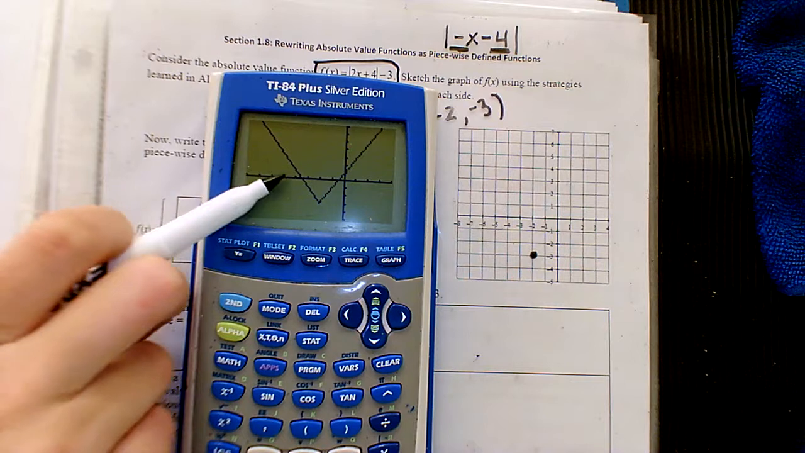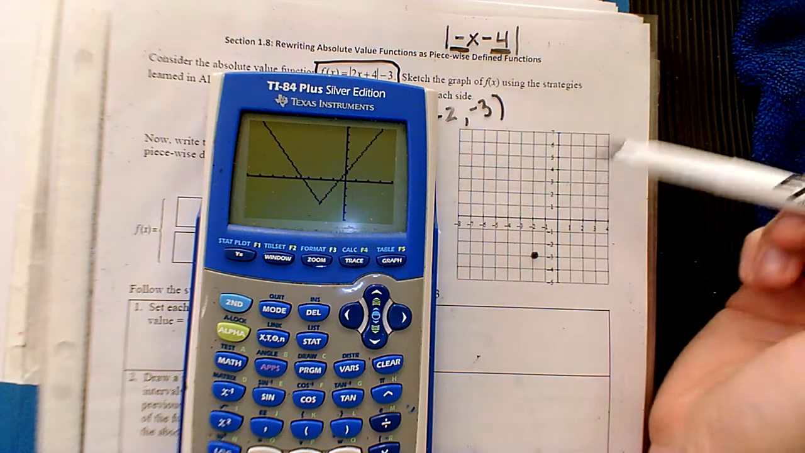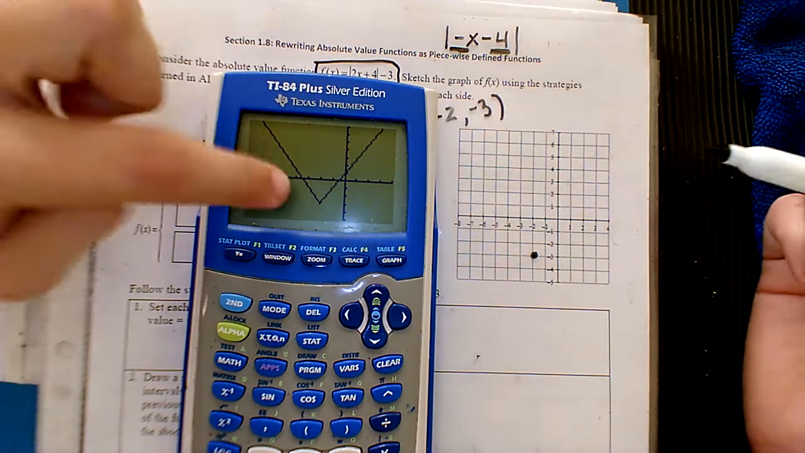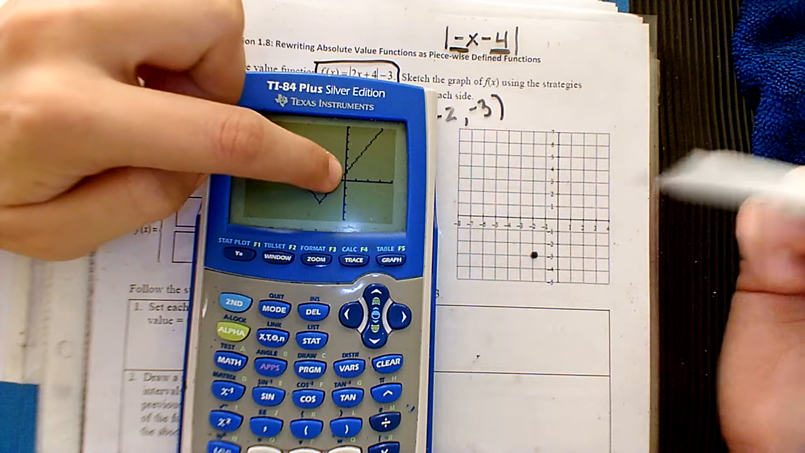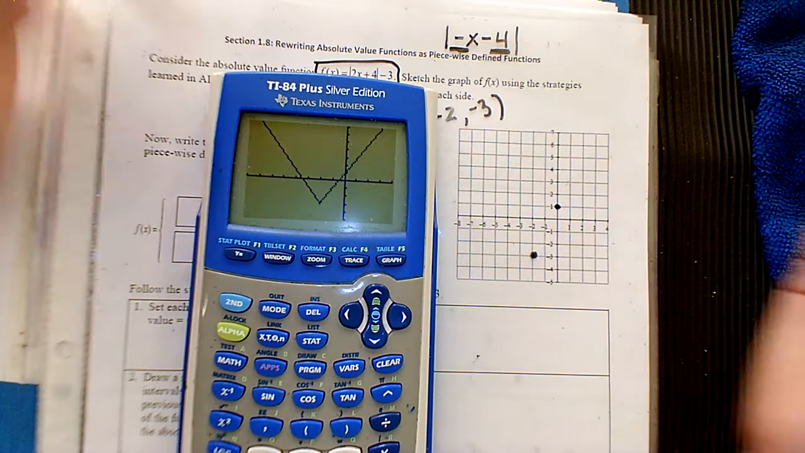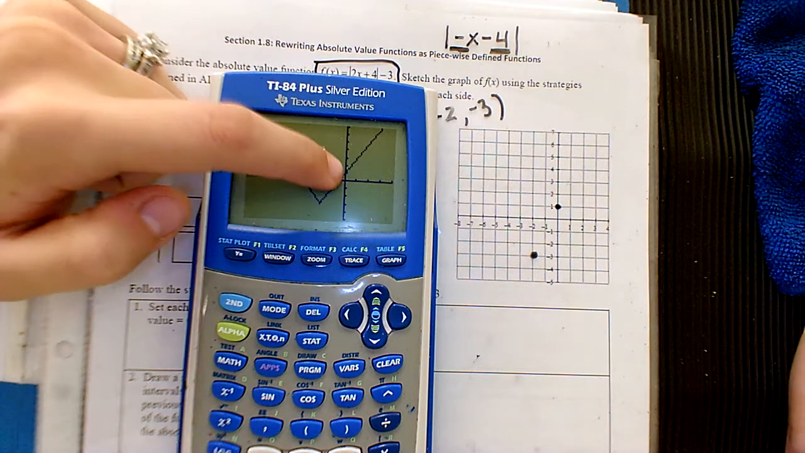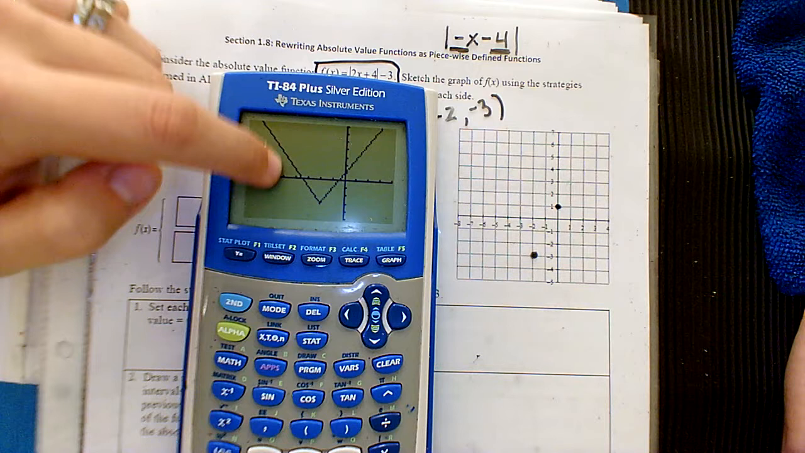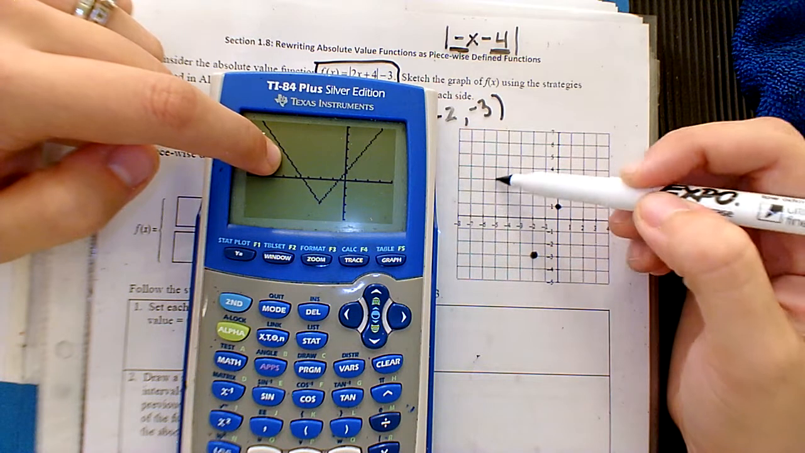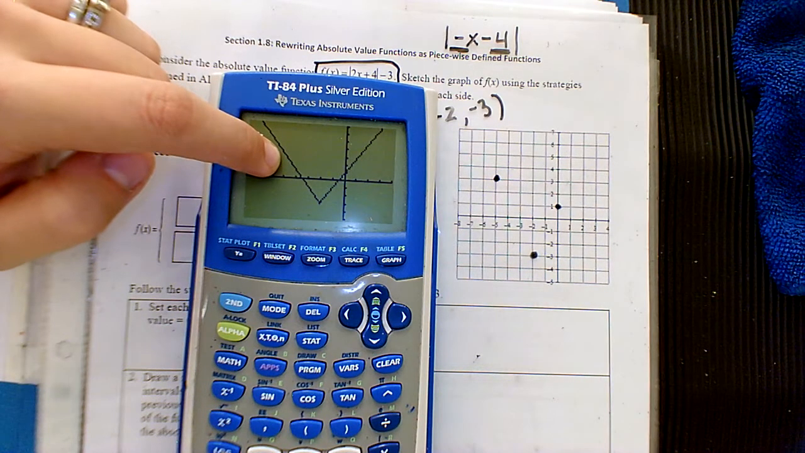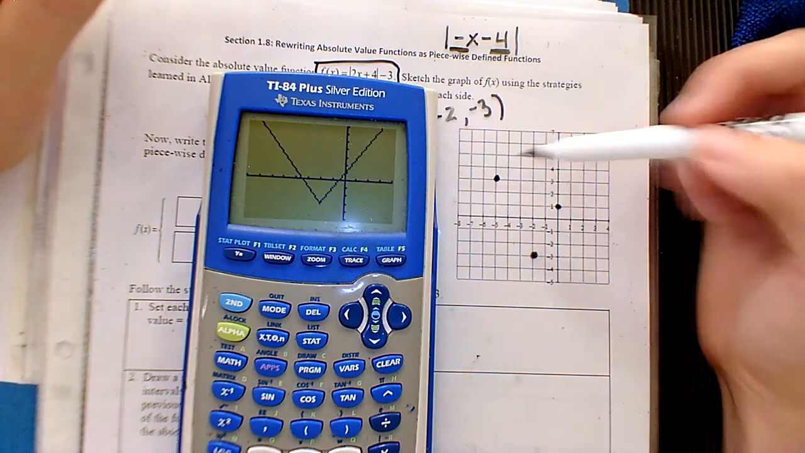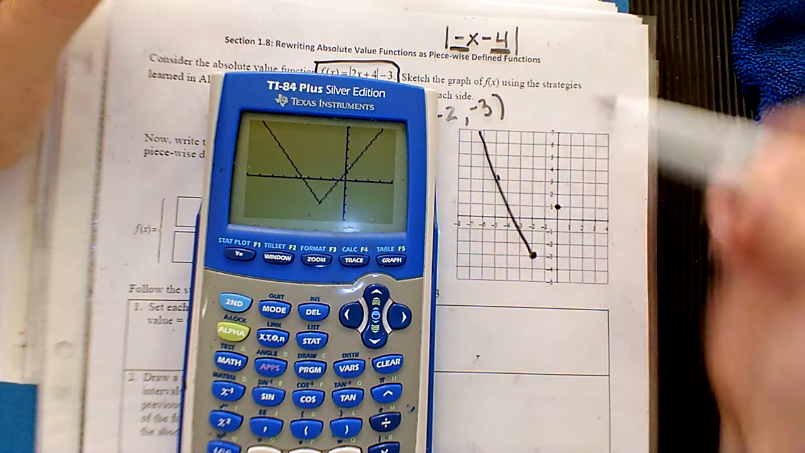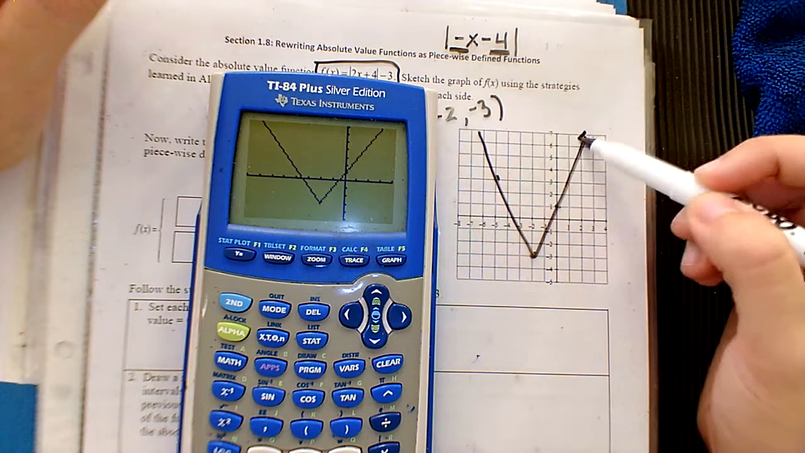Anyway, now that we have the correct graph, let's go ahead and plot some more points on here. So some other ordered pairs that I see, a y-intercept of 1. Let's see, 1, 2, 3, 4. It looks like we have -5, 3 as another ordered pair. Okay, if we plot some points, we'll go ahead and draw our V shape.